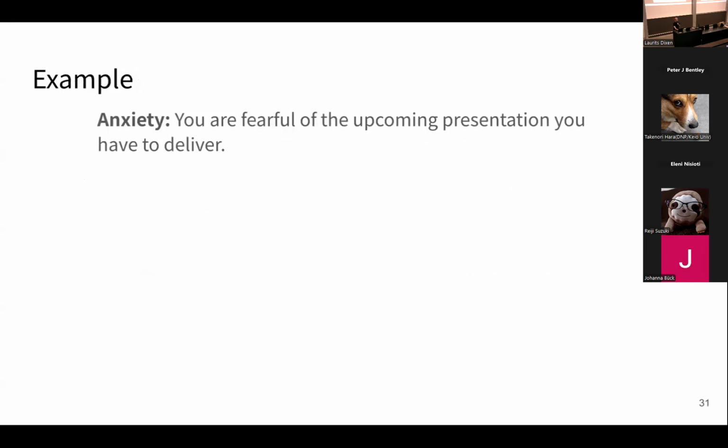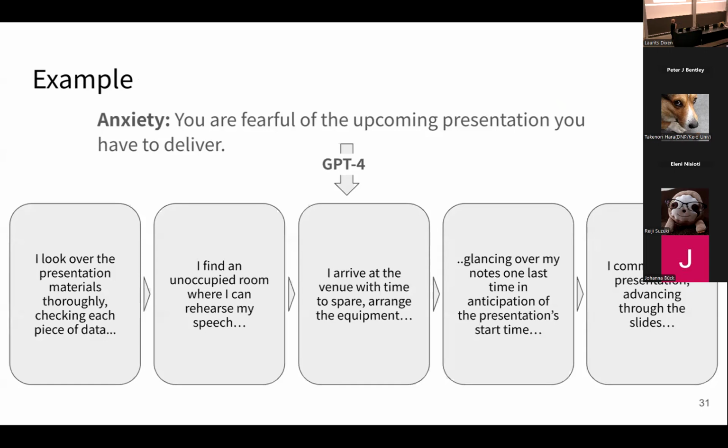Here's an example of what I mean when I say situation and story. One of the situations could be anxiety: you are fearful of the upcoming presentation you have to deliver. This is actually from EmotionBench. Then we put that through GPT-4 and we get a scene like: I look over the presentation materials thoroughly, checking each piece of data, and then it progresses, and then I commence my presentation, advancing through the slides.